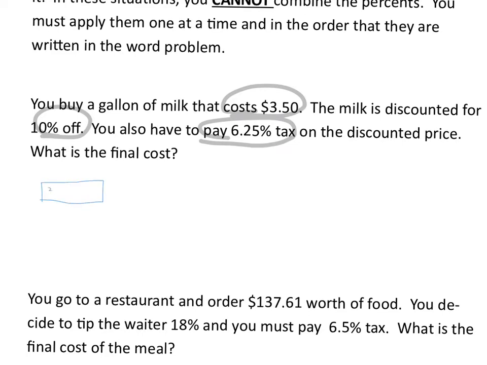So first we have milk that's $3.50, and that's 100% of the cost. And you get it for 10% off, meaning that's your discount of 10% off. So we're actually paying 90% of the cost because we got 10% off. For our proportion, we have n over 350, and we're paying 90% of that cost out of that 100 because that 10% came off. Cross multiply as normal.